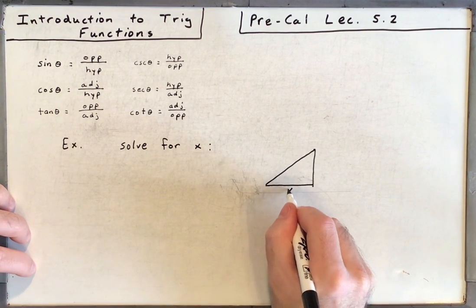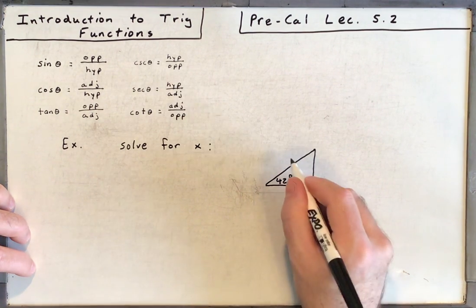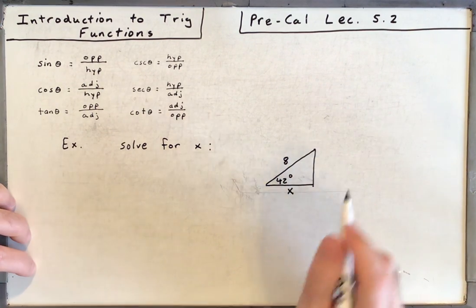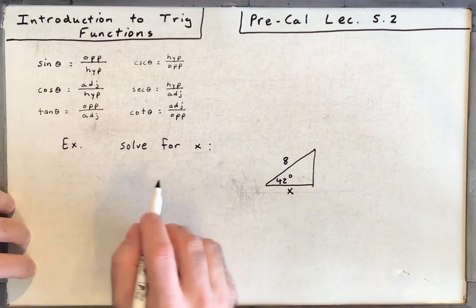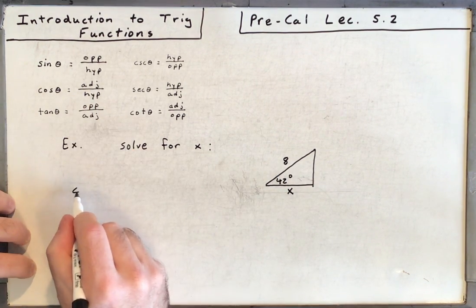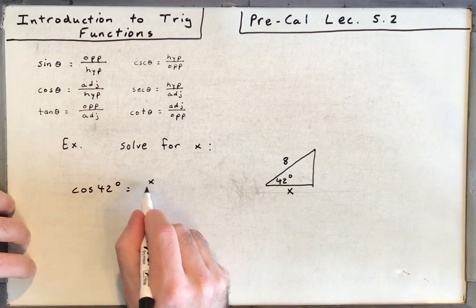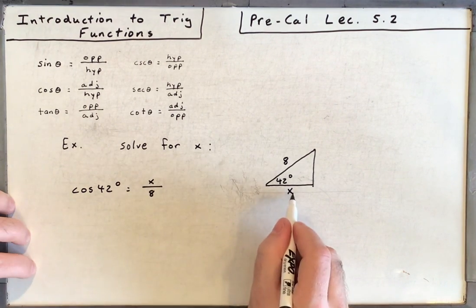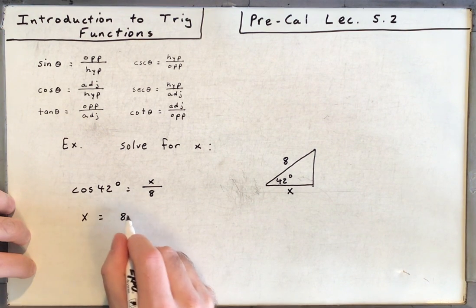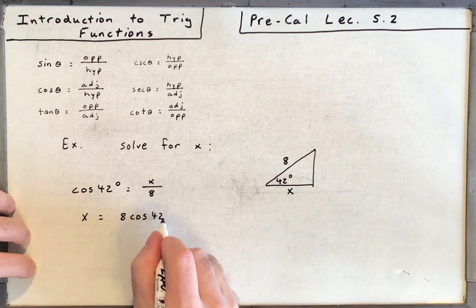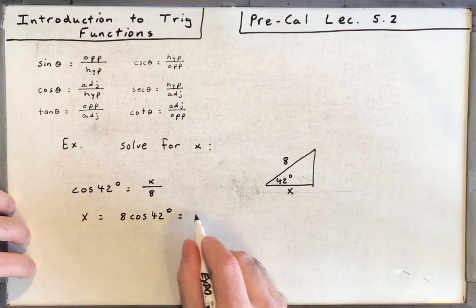All right. Solving this time for the adjacent side. 42 degrees. The hypotenuse is 8. So which trig function uses adjacent and hypotenuse? It is cosine. So we can rewrite this as the cosine of 42 degrees is equal to x over 8, adjacent over hypotenuse. Multiply both sides by 8, and x is going to be 8 times the cosine of 42 degrees. Put that in your calculator, and you will get 5.95.